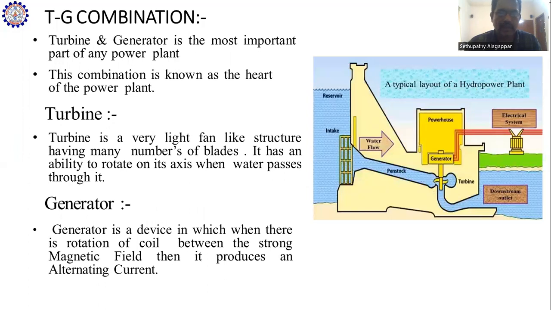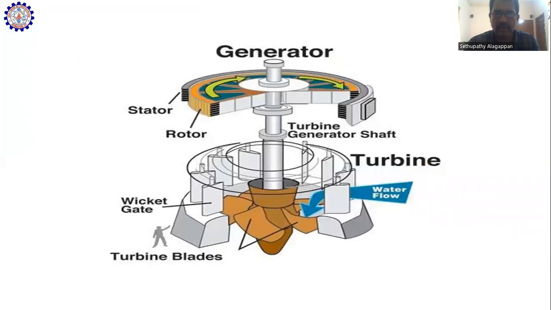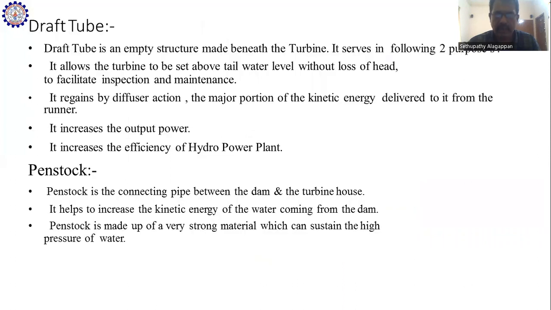The turbine and generator combination is the most important in the power plant. This combination is known as the heart of the power plant. A turbine is a very light fan-like structure having many blades. It has the ability to rotate on its axis when water passes through it. A generator is a device in which rotation of a coil in a strong magnetic field produces an alternating current. So this is the generator and turbine.